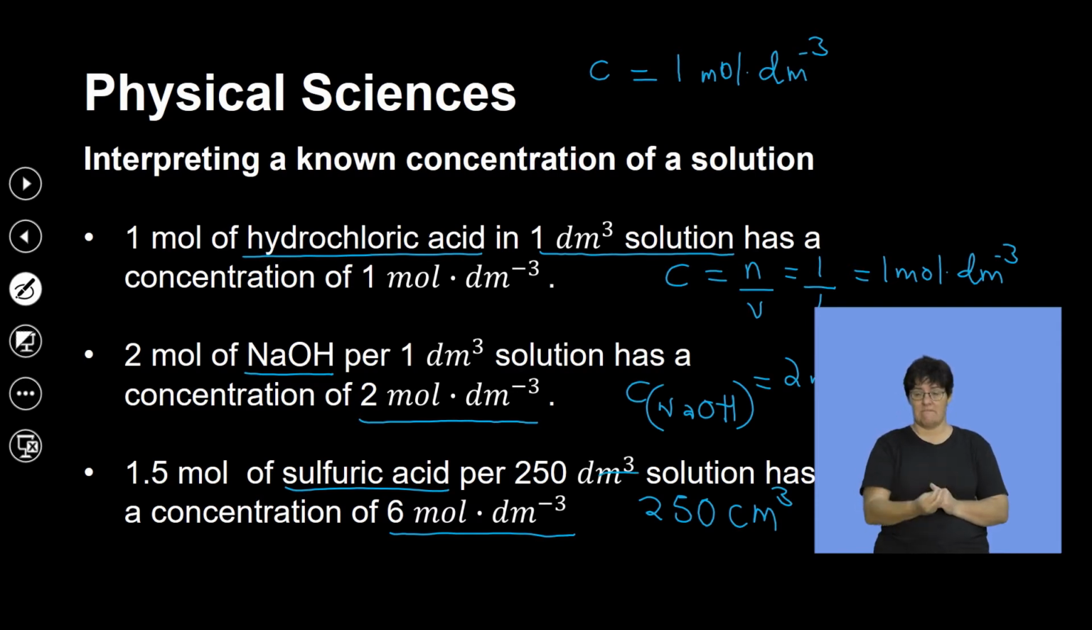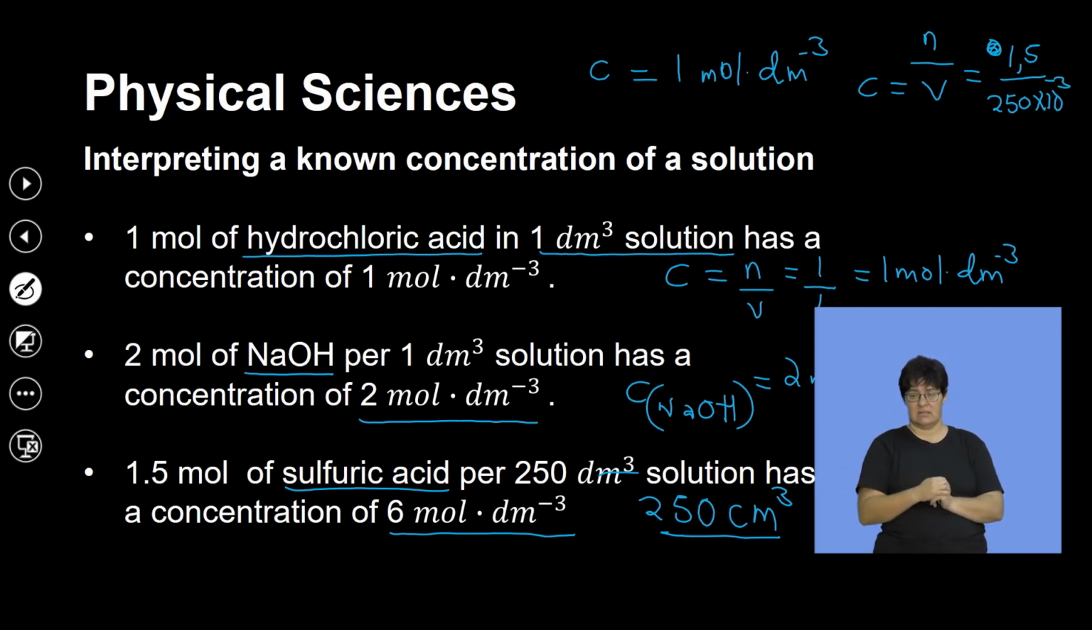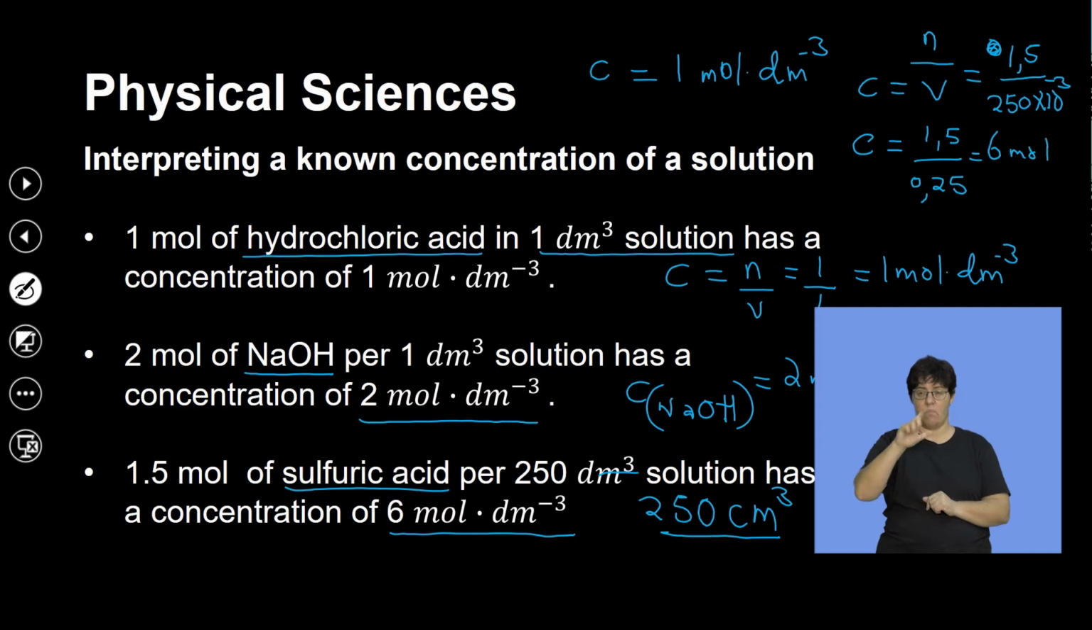So what do we have? We've got 1.5 moles. Concentration is number of moles over volume. In this case, it's 1.5 moles divided by 250 cubic centimeters. I just wanted to focus on the conversion there. So 250 is actually 250 multiplied by 10 exponent minus 3, which is the same as dividing by 1,000. So C is equal to 1.5 divided by 0.25. This is what gives us 6 moles per cubic decimeter.